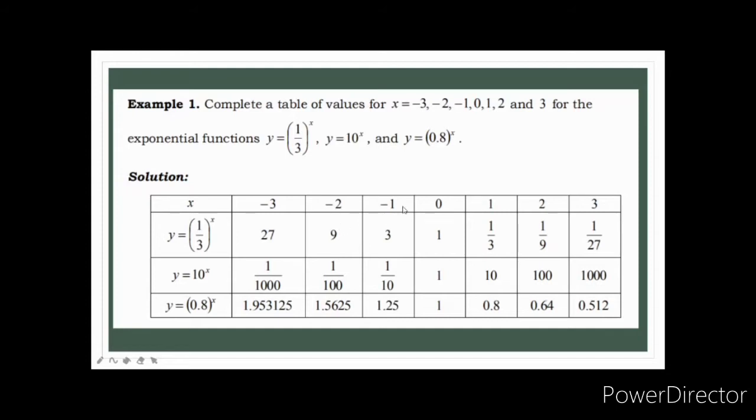Next value is negative 1. Substitute negative 1 to the value of x. Y is equal to 1 over 3 raised to negative 1. That will equal 3. Now if x is 0, any number raised to 0 is 1. The answer is 1. Now if x is positive 1, y is equal to 1/3 raised to positive 1, that is equal to 1/3. Now if x is equal to positive 2, y is equal to 1/3 raised to positive 2, that is equivalent to 1 over 9. And if x is positive 3, you have y equals 1 over 3 raised to 3, that is equivalent to 1 over 27.